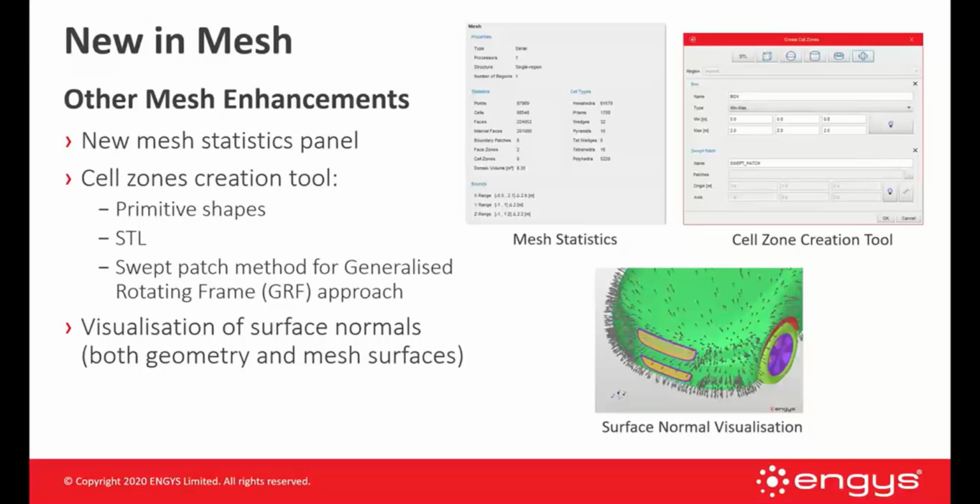We have other mesh enhancements, like, for example, a new mesh statistic panel where you can visualize statistics in terms of cell types, number of cells, volumes, area, surfaces, normals, and so on. And you can also create cell zones now using primitive shape, STL. You can create a GRF that I'm going to talk about later using an automated method called swept patch approach. And finally, we can visualize surface normals for both geometry and mesh surfaces. It's very important, for example, for zero thickness surfaces to see which side is which in order to apply the correct boundary conditions and mesh properties.